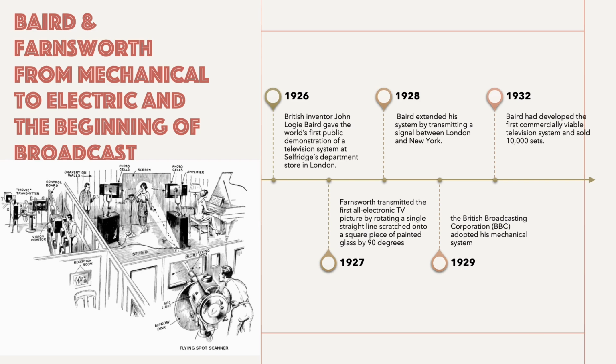In 1927, he extended his system by transmitting a signal internationally between London and New York. And at the same time, Farnsworth in the United States transmitted the first all-electronic TV picture by rotating a single straight line scratched into a square piece of painted glass by 90 degrees. Again, not a thing that I can really explain in a way that's compelling, but worth checking out in a video.